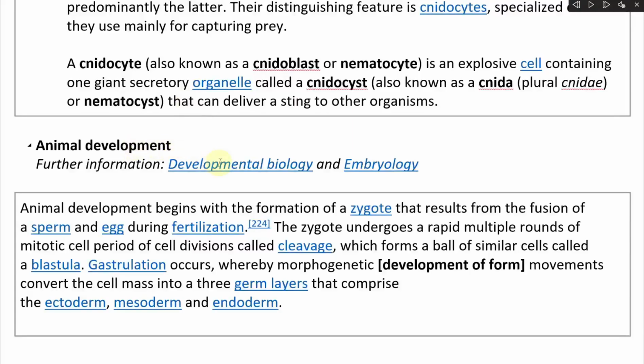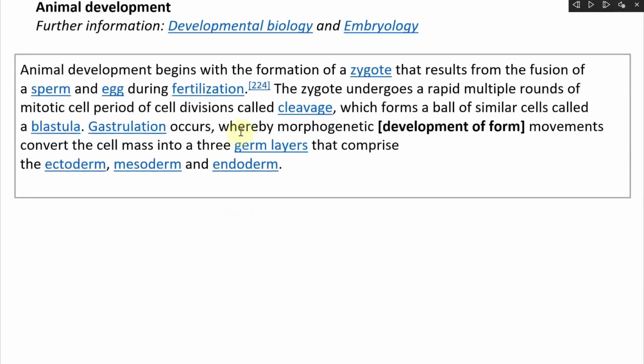Animal development. Further information: developmental biology and embryology, individual Wikipedia articles. So animal development begins with the formation of a zygote that results from the fusion of a sperm and egg during fertilization. The zygote undergoes a rapid period of multiple rounds of mitotic cell divisions called cleavage, which forms a ball of similar cells called a blastula.